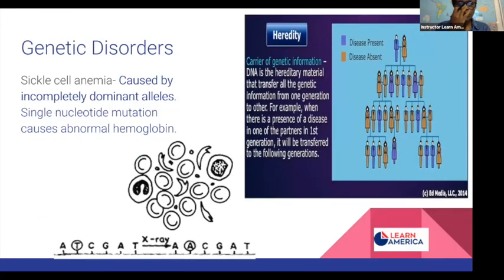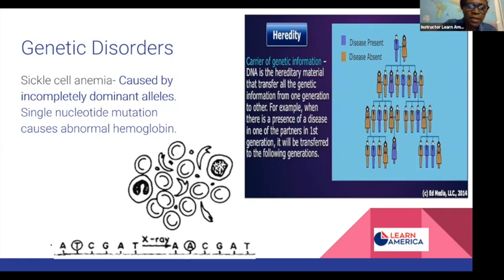And here are some genetic disorders. So we have sickle cell anemia, which is caused by incomplete dominance of alleles. There's a single nucleotide mutation. We saw that before when we reviewed mutation, that there was a single change. So this way, we're talking about inherited traits. So you could inherit sickle cell anemia. There's a change in the nucleotide.